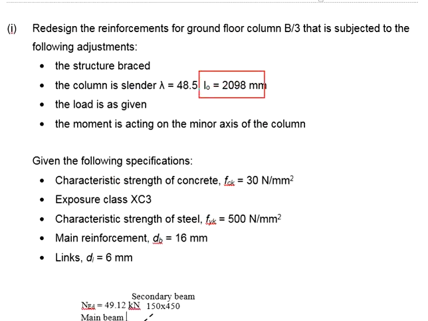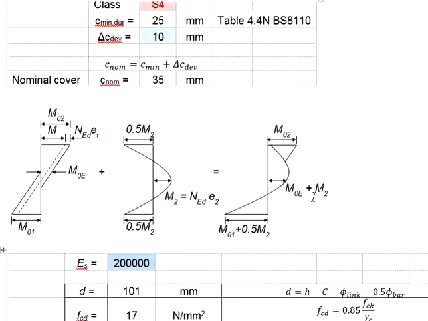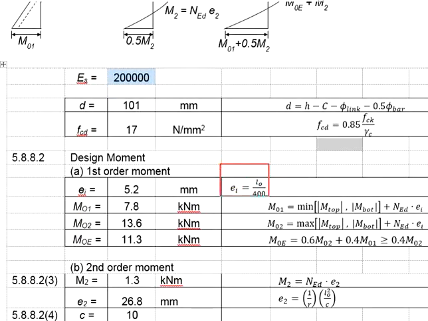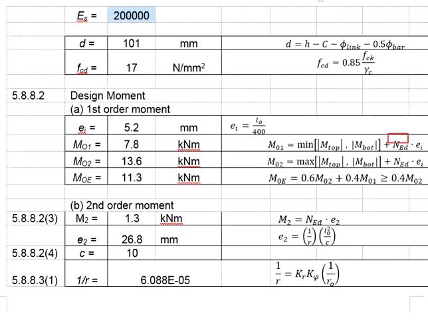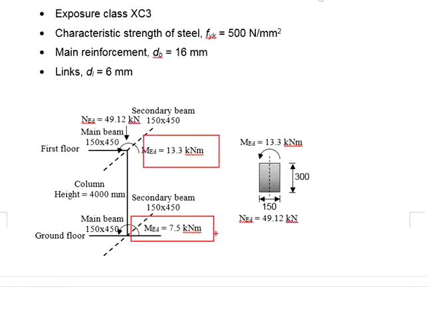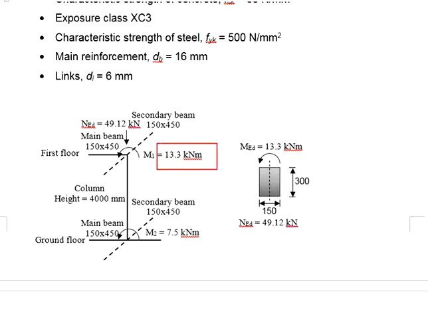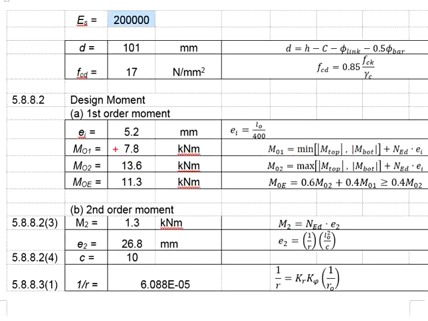Substitute the L0 divided by 400. You get ei equals to 5.2. Multiply this ei with the axial load, 49.12 kN. You get the moment due to imperfections. The moment due to imperfections is to be added up with the moments given in the questions, which are 13.3 kN and 7.5 kN. That gives you slightly higher M01 and M02.